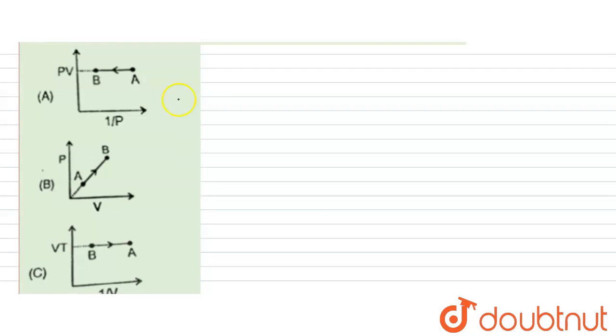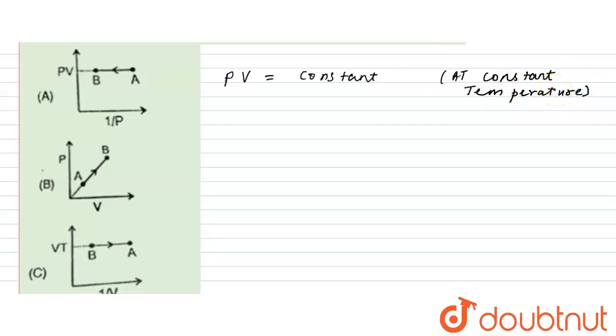Now in the first case, in the A case, here you can see that PV is constant. And here you can see, so this is a graph at constant temperature. At constant temperature, this graph can be obtained where PV will remain constant, right? Because n is already constant and T will be constant, so PV will remain constant.